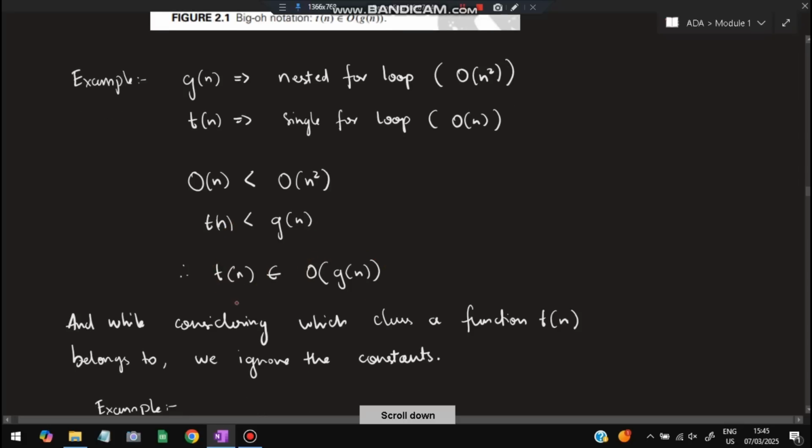So how do you read this? T of n belongs to the big O notation of g of n. T of n belongs to big O of g of n means g of n is the maximum limit it can reach, but it will never reach it. It is the maximum limit, and whatever time it takes for any value of n, it will be less than this one. So this belongs to this.